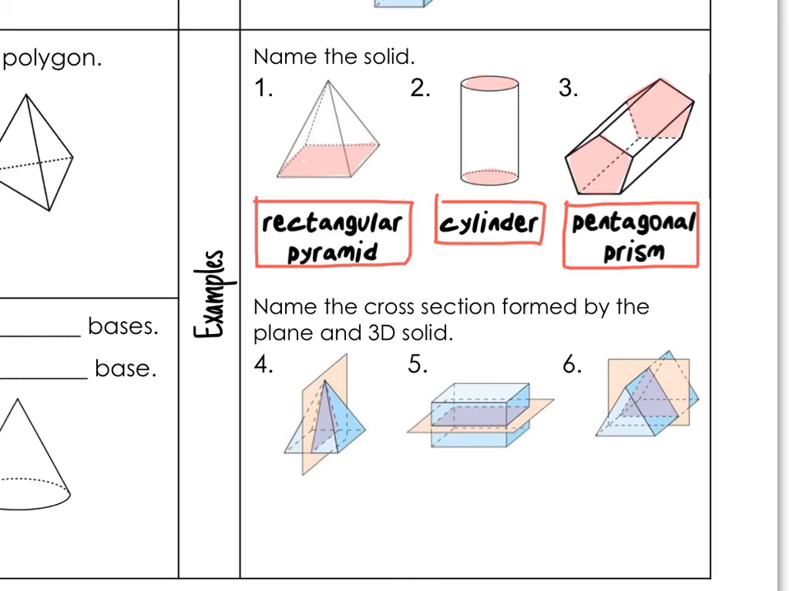And number 3, this is a prism. Now, the kind of prism we haven't talked about yet. It is called a pentagonal prism, because if you look at the shape, it has two parallel bases, and the shape of the base is a pentagon. So it's called a pentagonal prism. Pause the video if you need to so that you can write all three shapes and color in the bases. Please pause now.